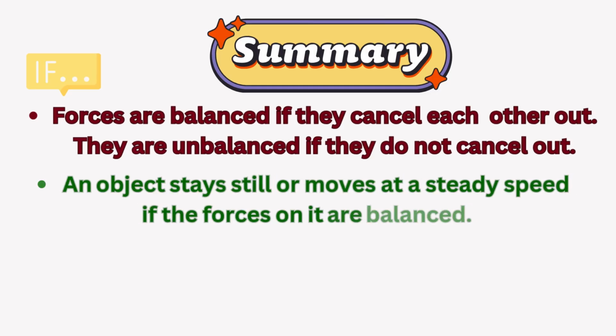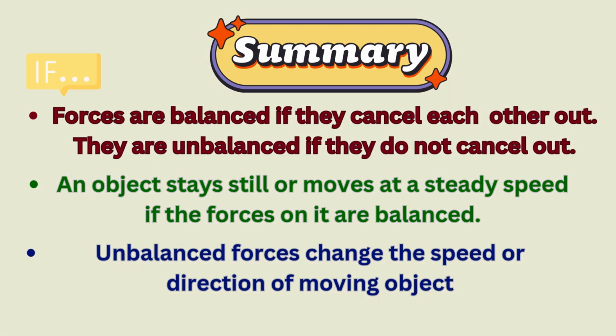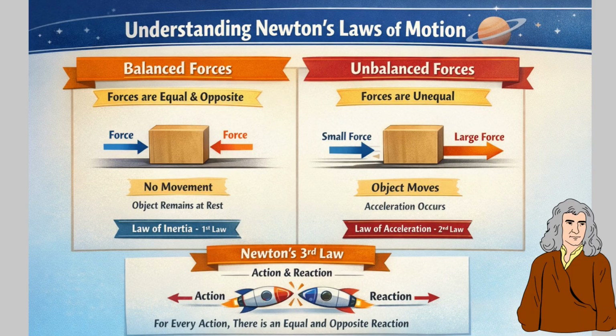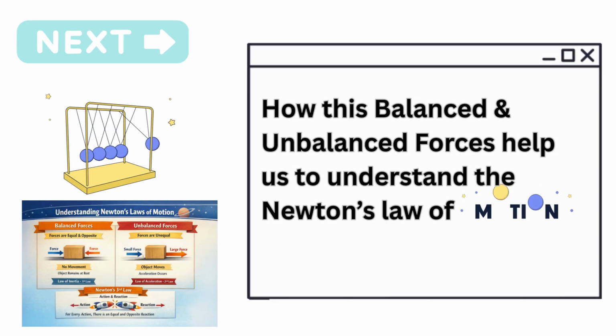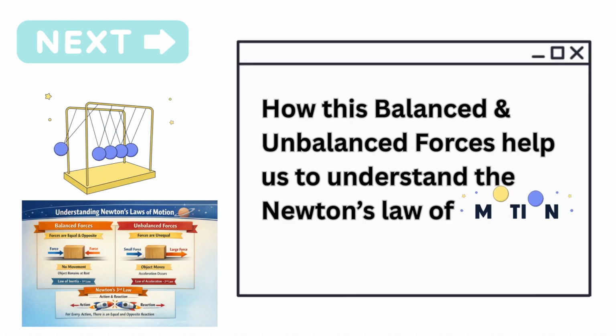An object stays still or moves at a steady speed if the forces on it are balanced, and unbalanced forces change the speed or direction of a moving object. So these concepts help us to understand Newton's laws and motion in real life. How this chapter helps us to understand Newton's laws and motion, we will discuss in our next video.